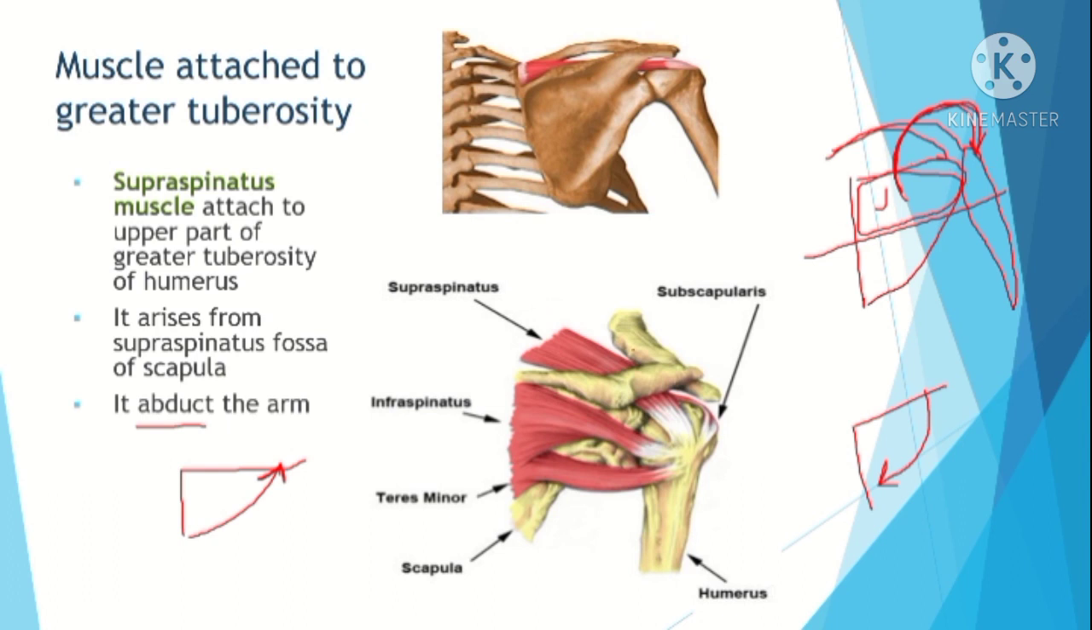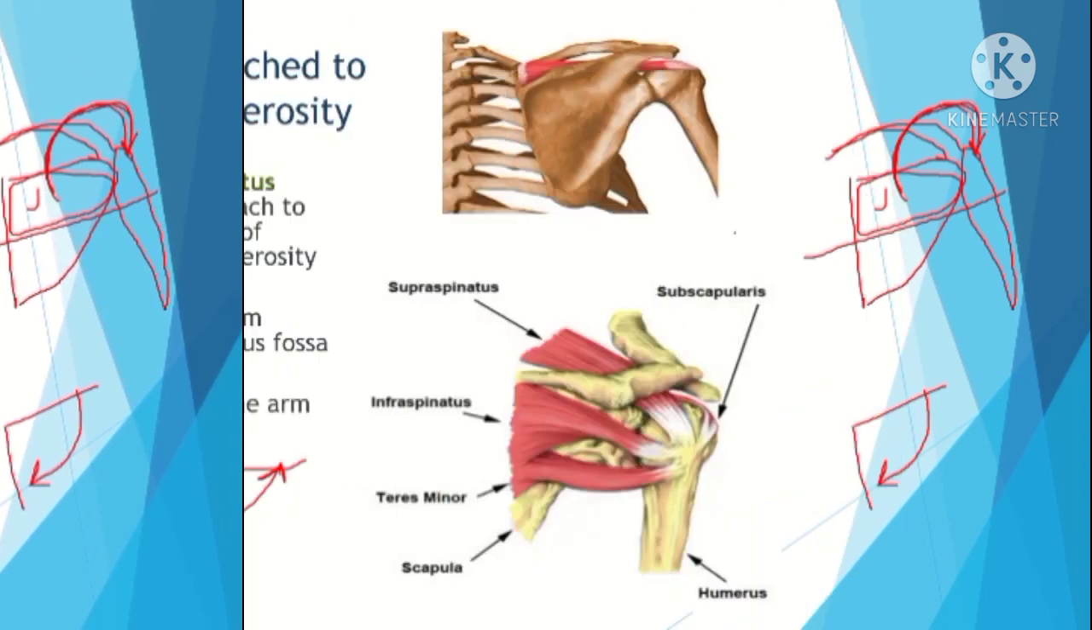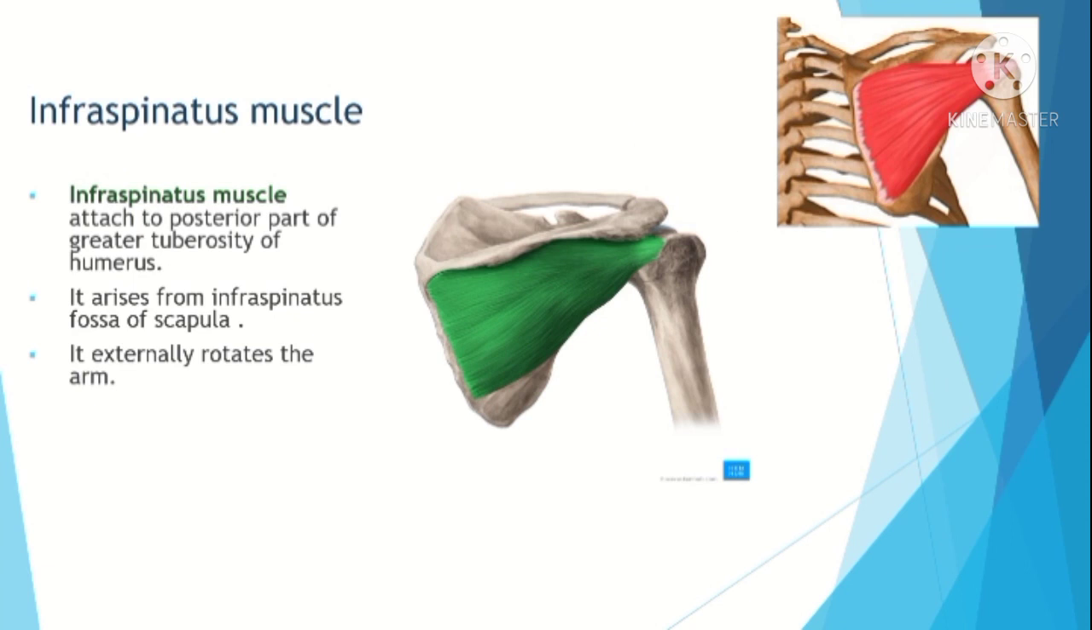And what is the major function? Its function is abduction of the arm. Abduction means away from the body. Now the second muscle, which is the infraspinatus muscle. This is also similar to supraspinatus, not an easy thing to worry about.